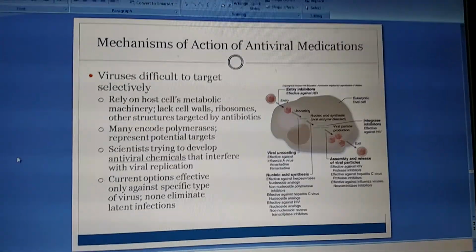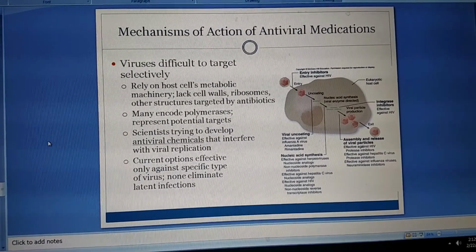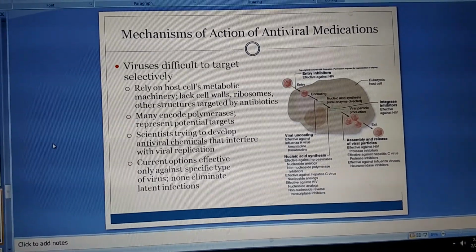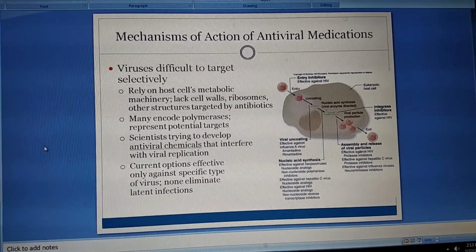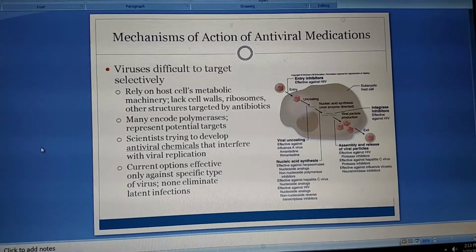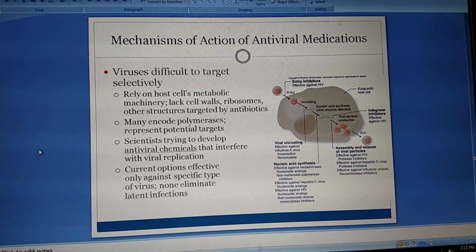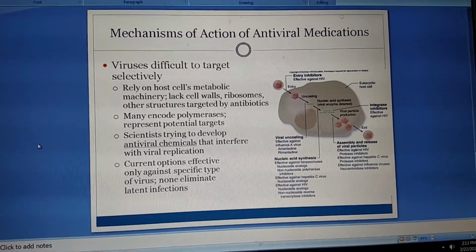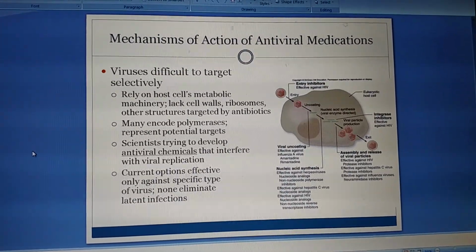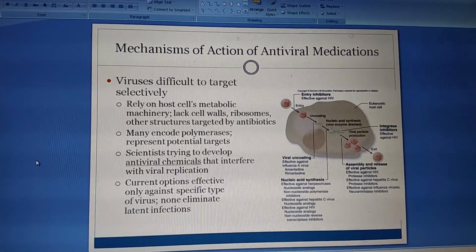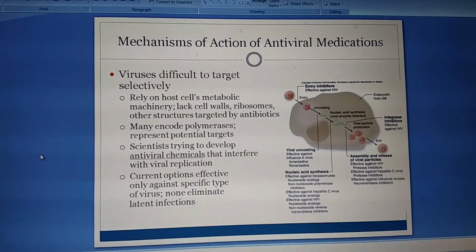Now, when we're looking at medications to target viruses, viruses are harder to target. Remember, viruses basically hijack the cell to do everything they need. They're just nucleic acids surrounded by protein. Now, they can code for different forms of polymerases, which are a potential target, and you can try to target things like replication within the cell. But when you look at all of our current antivirals, they are specific against a specific viral process in a specific virus, and we do not have any medications that can deal with latent viral infections.